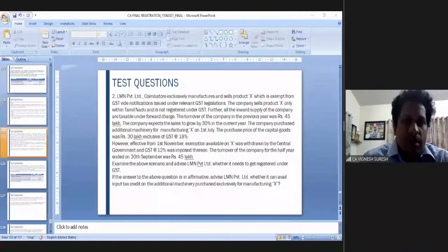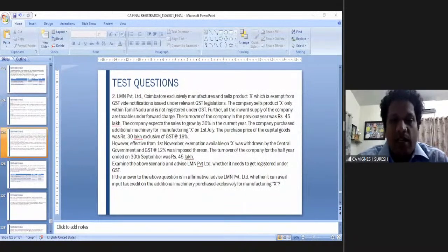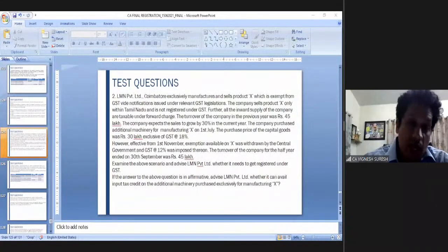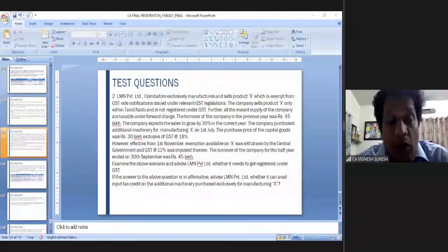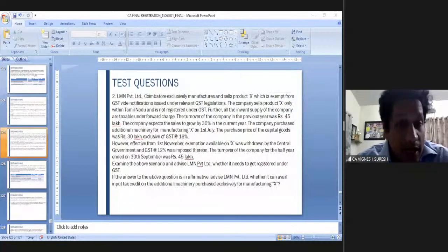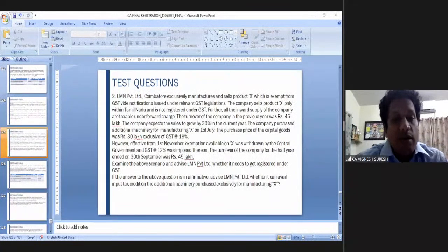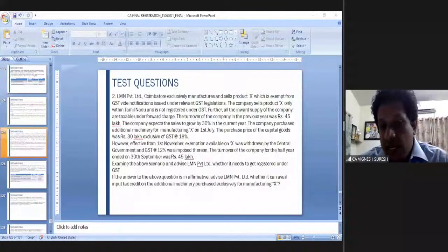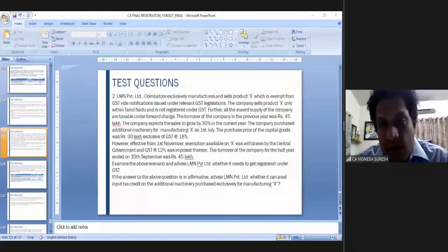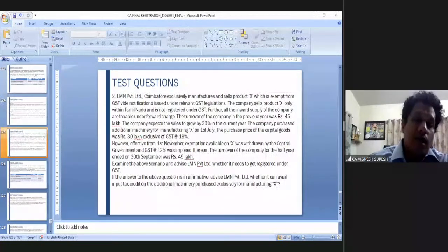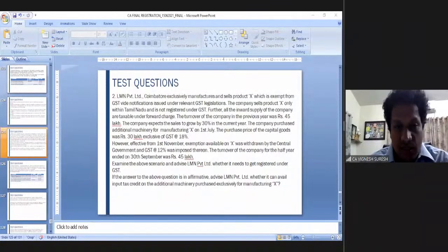Second question, this additional machinery was bought on 1st July. But at that point, input tax credit on the additional machinery was not eligible because he had no registration. He did not have registration at that point of time, so he will not be eligible for claiming the input tax credit. Therefore, for the additional machinery exclusively for manufacturing X, input tax credit cannot be claimed, because at that point of time the product was exempt and he did not have the registration. So that is the answer for the second question.